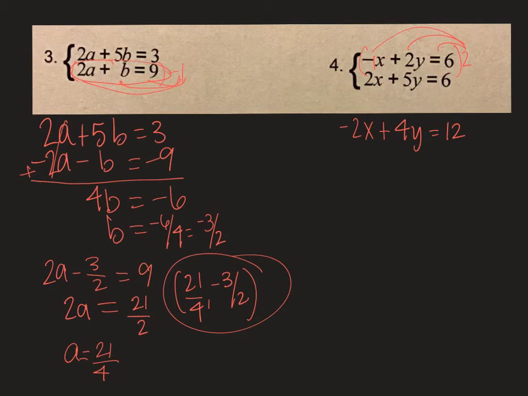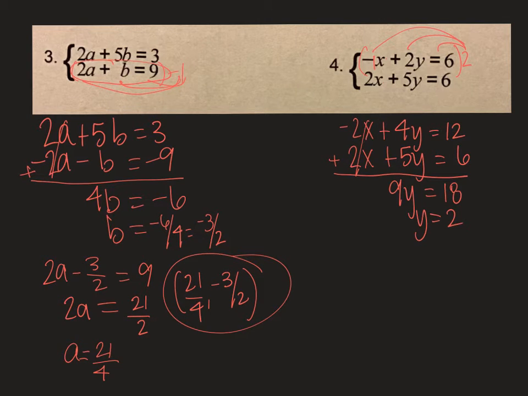So we end up with -2x plus 4y equals 12. We're going to add that to the original second equation. We're not changing that at all. -2x plus 2x is 0. 4y plus 5y is 9y. 12 plus 6 is 18. And then we divide by our 9. We end up with 2 for y.